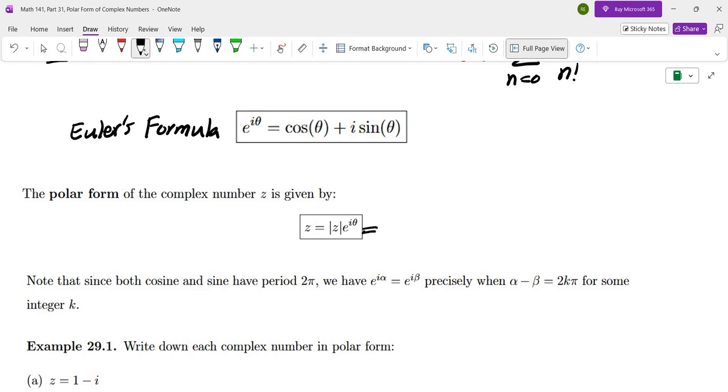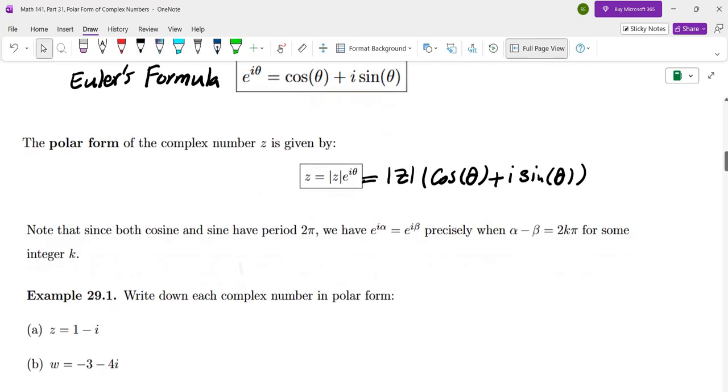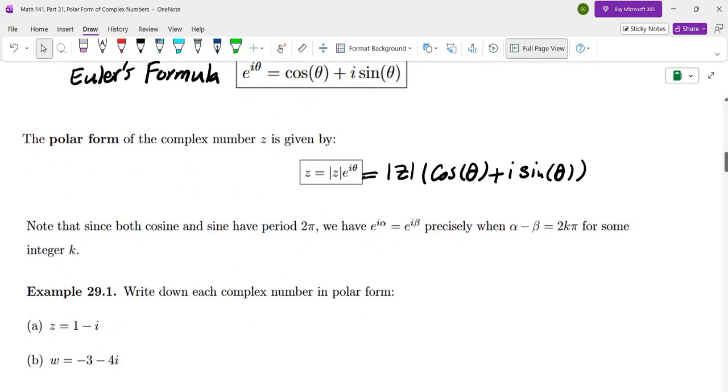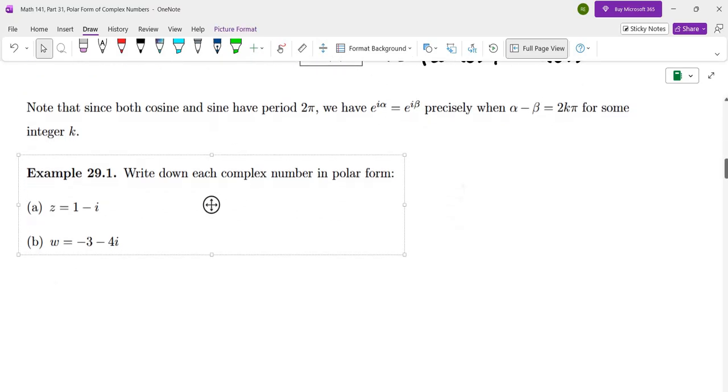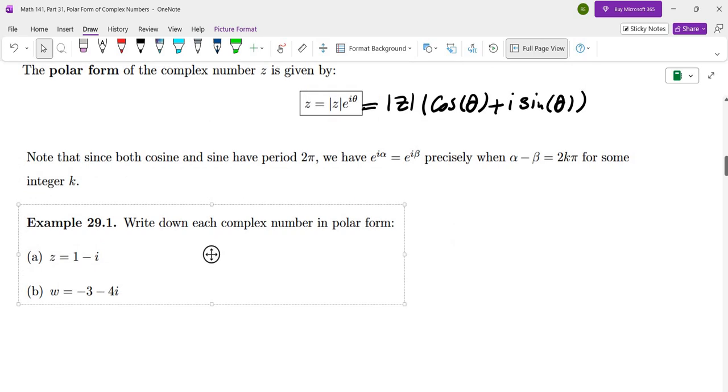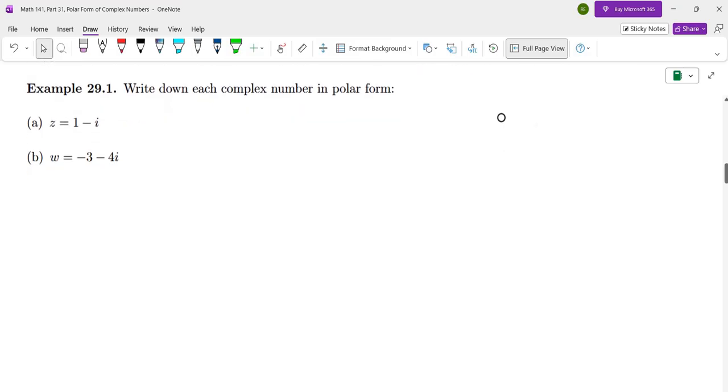You can either write it down like that, or you can write it down as the absolute value of z times cosine of theta plus i sine of theta. Now notice that because cosine and sine have period 2 pi, if I increase or decrease the angle by a multiple of 2 pi, then the expression cosine theta plus i sine theta, or e to the power of i theta, does not change. In other words, e to the power of i alpha and e to the power of i beta are the same whenever alpha minus beta is a multiple of 2 pi. So keep that in mind. In other words, we can change the angle, but we cannot change the absolute value.